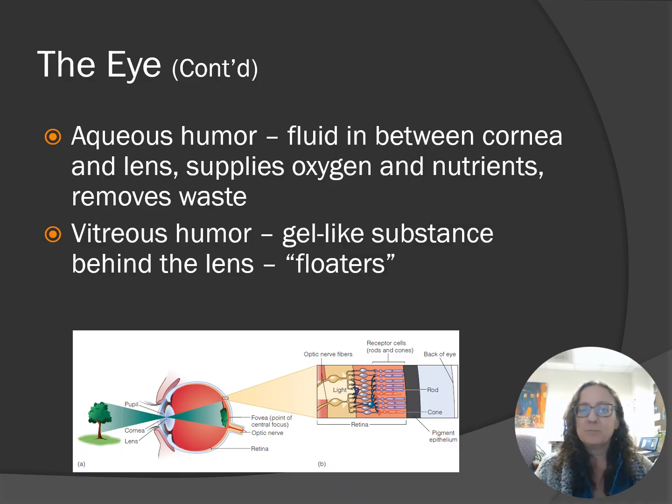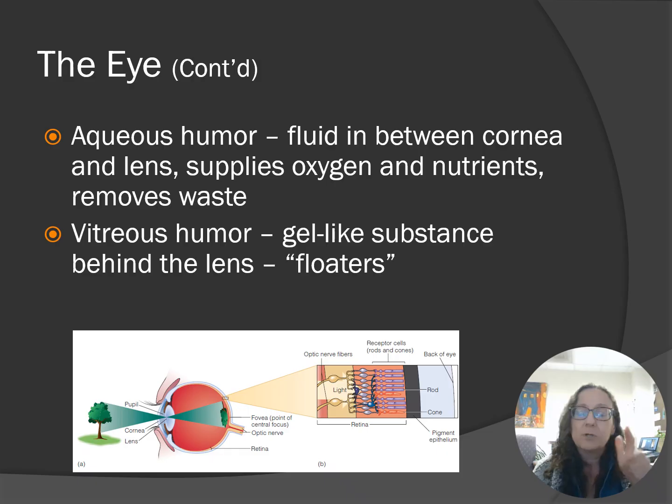Here are a couple of terms you can let wash over you. You don't have to know these, but I feel weird leaving them out. So the aqueous humor is between the cornea and the lens, and it's really doing the nourishing and removing waste from those regions, okay? Bringing oxygen to those regions. And behind that, the vitreous humor.